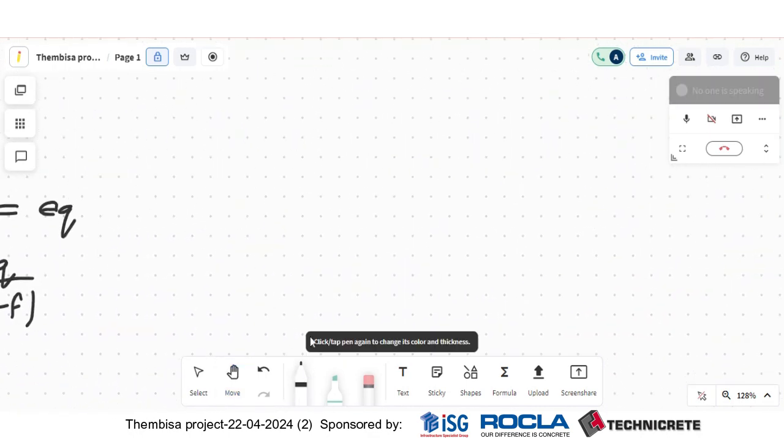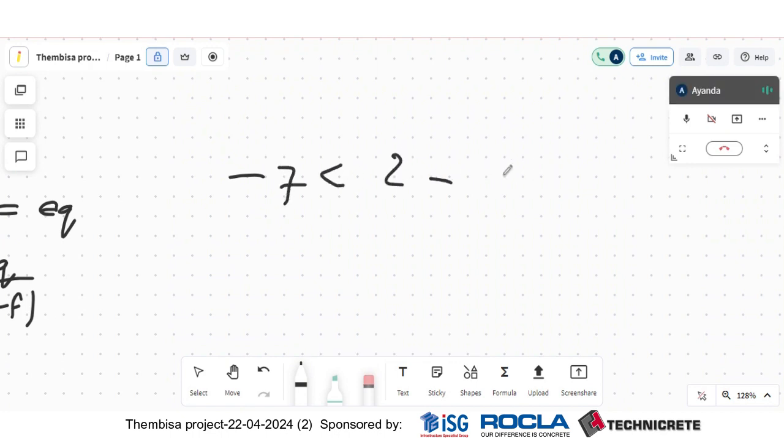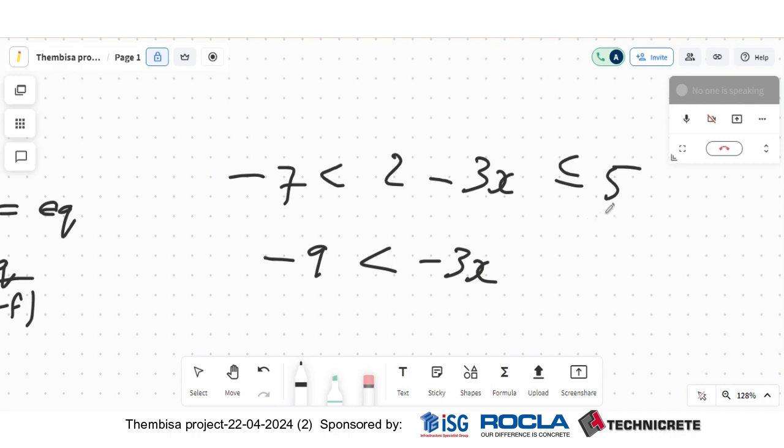Let's rewrite it on this side. We have negative 7 less than or equal to 2 minus 3x less than or equal to 5. There we go. We're going to subtract 2 to get negative 3x alone. So negative 7 minus 2 gives us negative 9, negative 3x. And by subtracting 2 from 5, we have 3.